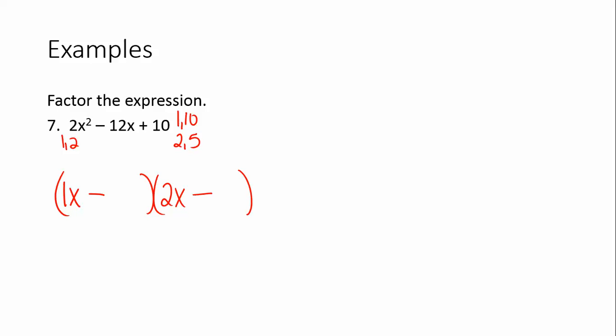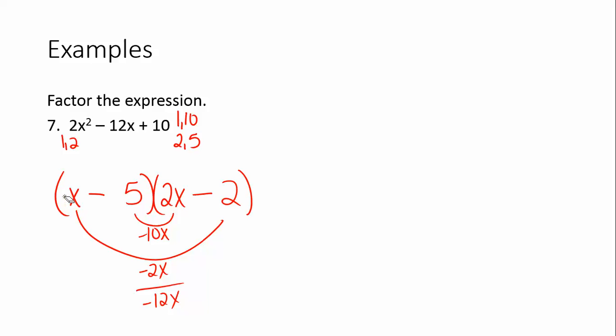Now we can try the 1 and the 10 or the 2 and the 5. I'm going to go ahead and try the 2 and the 5 first this time. So that's minus 4x, and this is minus 5x. So that's negative 9x. That doesn't work. So let's flip the 5 and the 2. And that's negative 10x, negative 2x, negative 12x. So that does work. So 1x minus 5, 2x minus 2. And I know earlier I said that I wasn't going to write that 1 in there, so it would just look like that: x minus 5 times 2x minus 2.